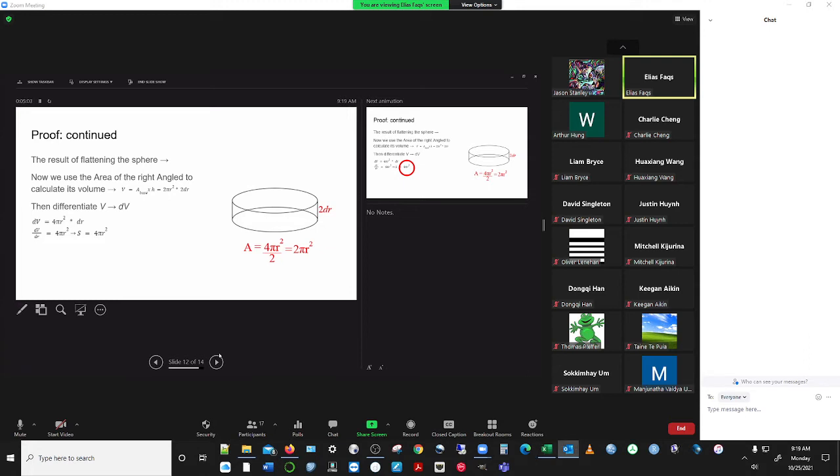We use the volume, which is 4 pi r squared over 2, to get 2 pi r squared. Then we multiply that by the height of the right-angled cylinder, which is 2 dr. Then we differentiate the result, which was dV. So what we get is 4 pi r squared times dr. Then dV over dr is 4 pi r squared, and we get the proof of S is 4 pi r squared, which is how we got it from the sphere.